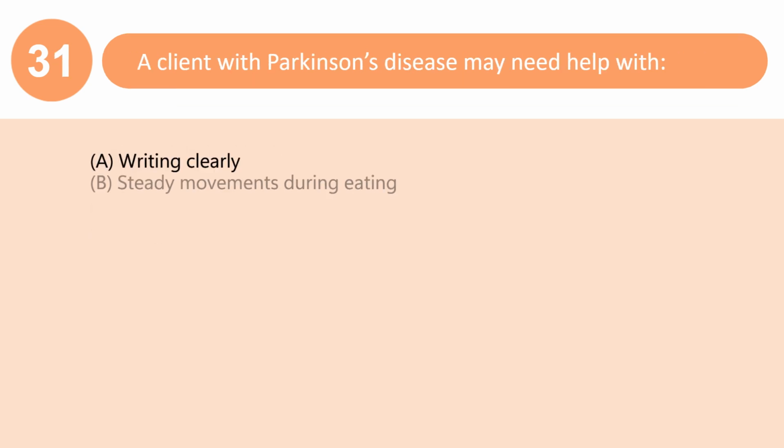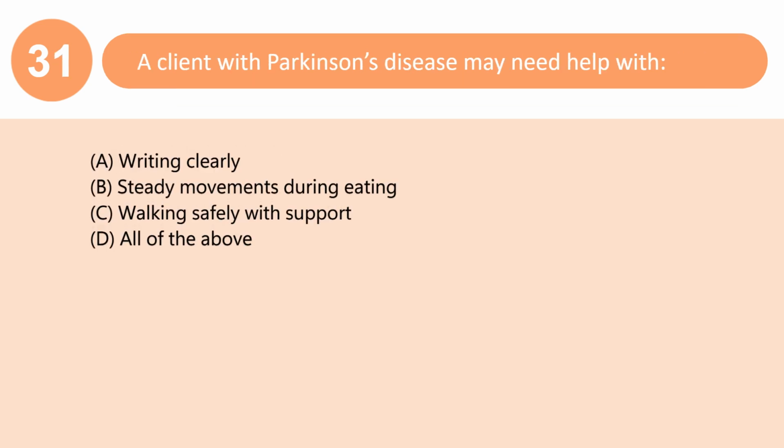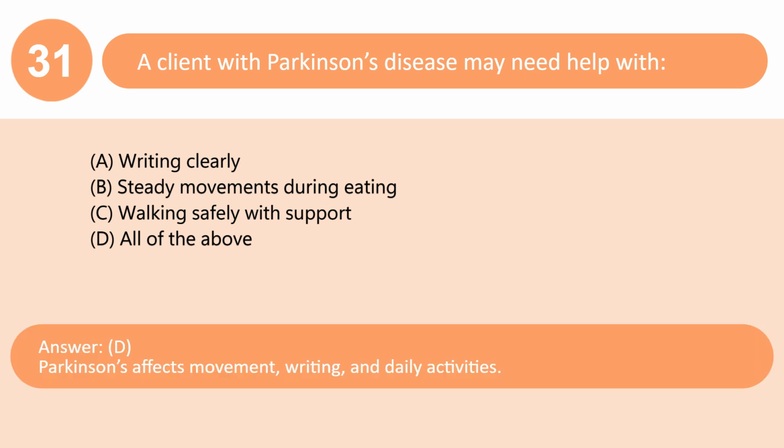A client with Parkinson's disease may need help with: A. Writing clearly. B. Steady movements during eating. C. Walking safely with support. D. All of the above. Answer: D. Parkinson's affects movement, writing, and daily activities.